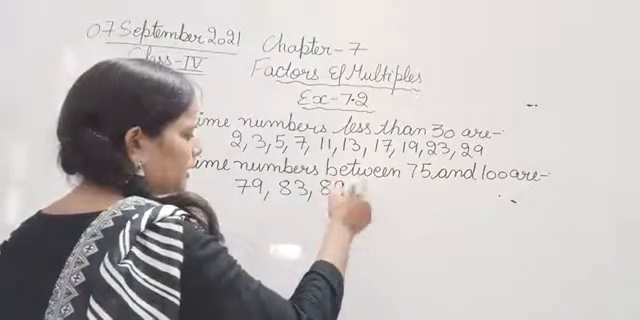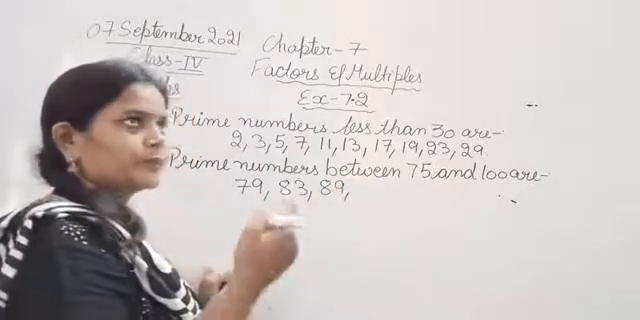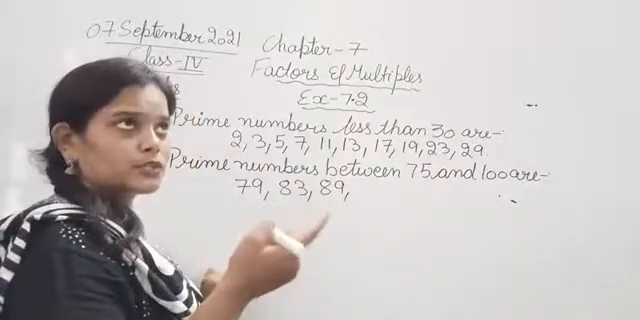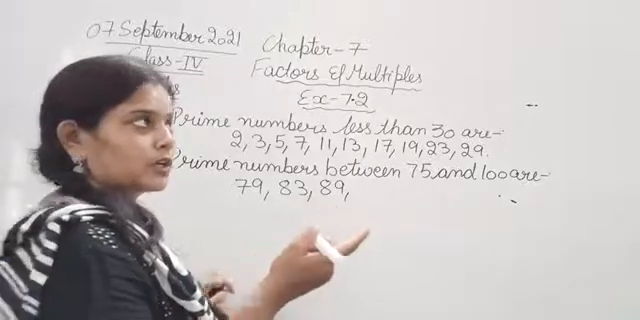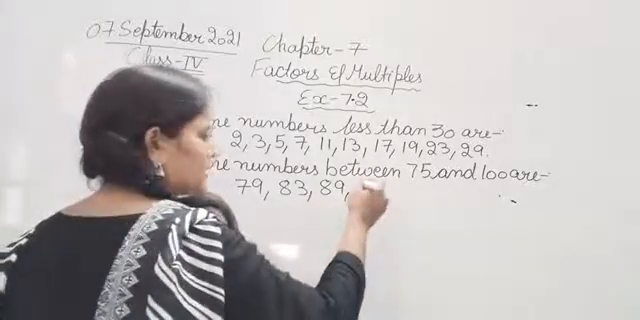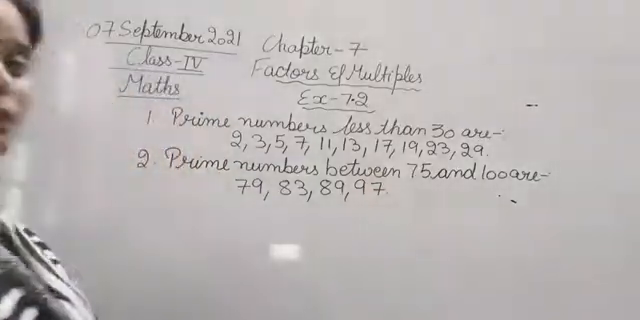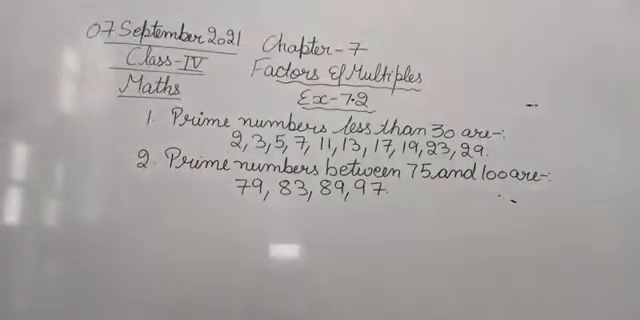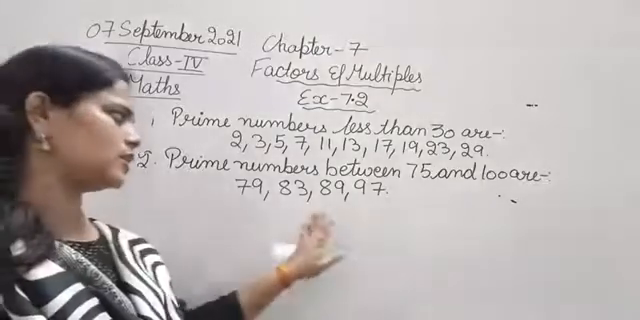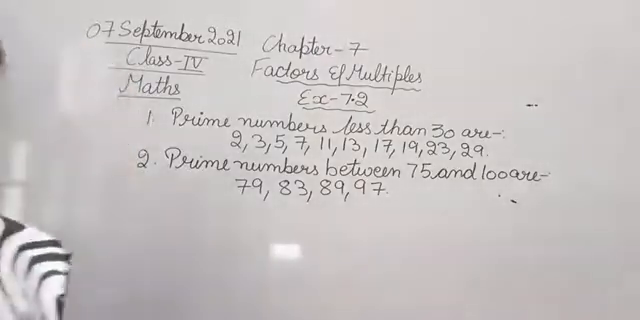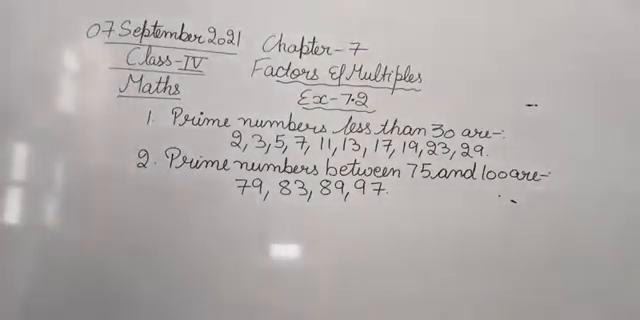Okay. After 89, which others will be there? 90, 91, 92, 93, 94, 95, 97. So all the prime numbers between 75 and 100 are 79, 83, 89 and 97. Clear? So these are the prime numbers between 75 to 100.